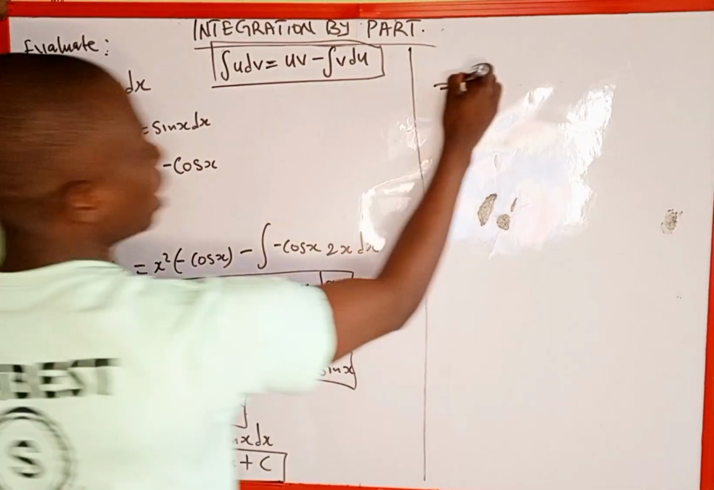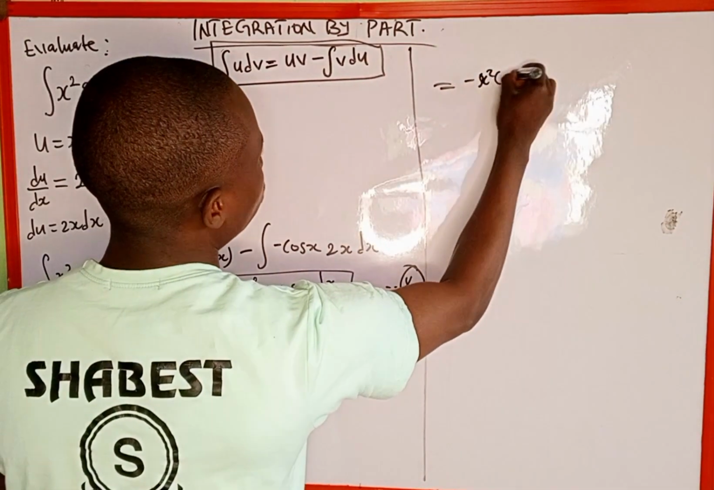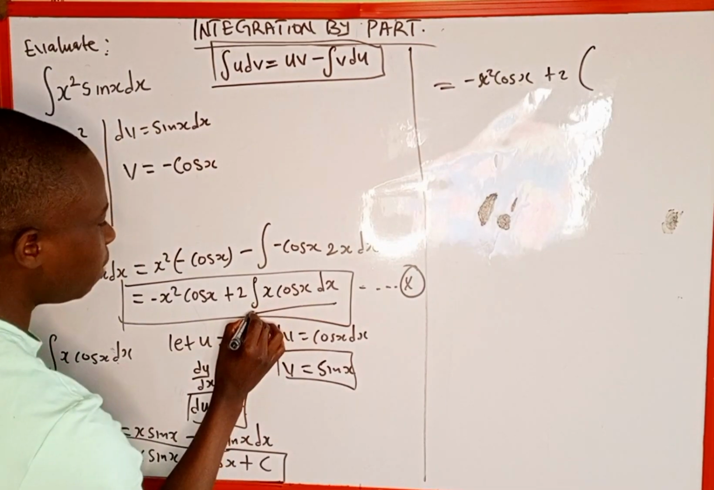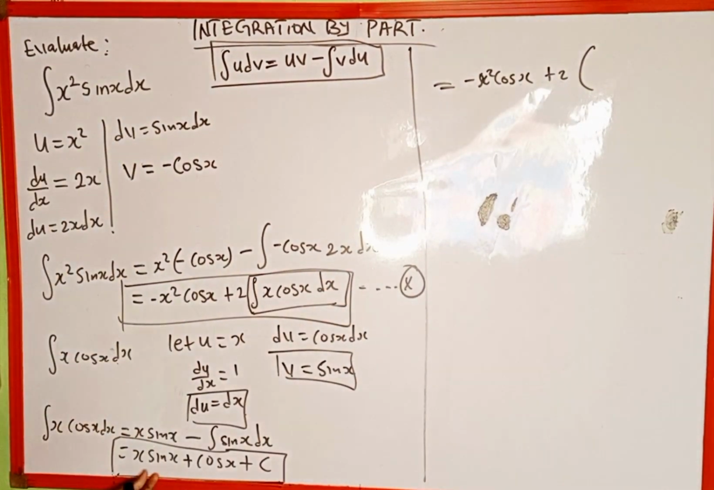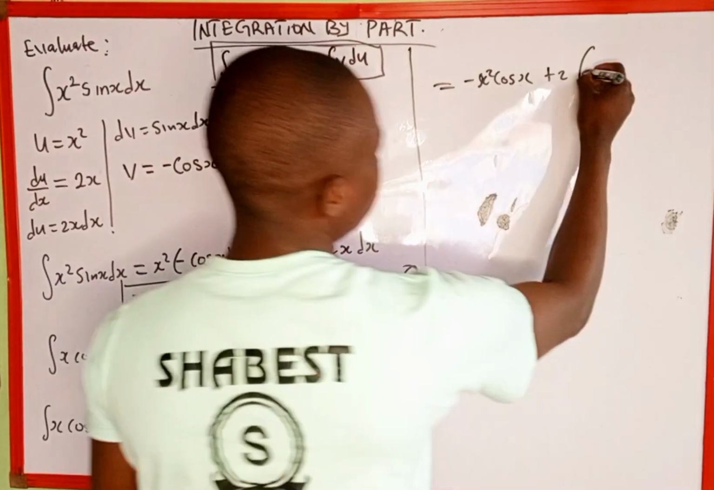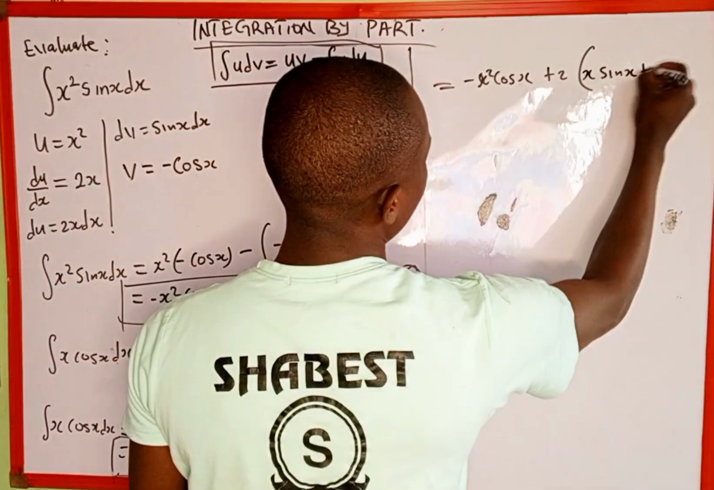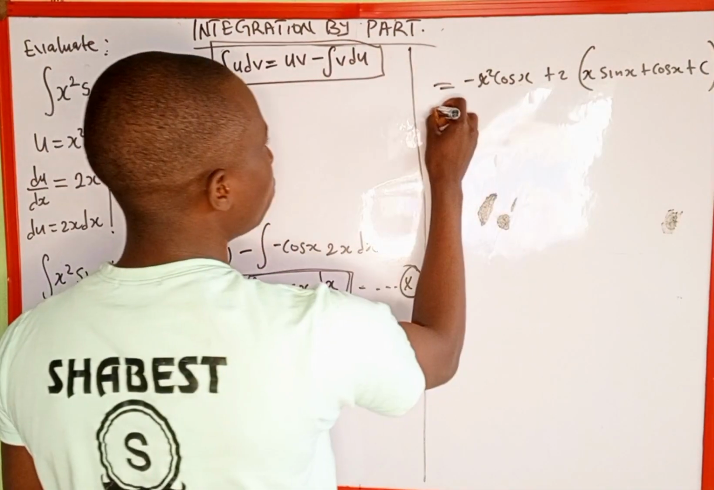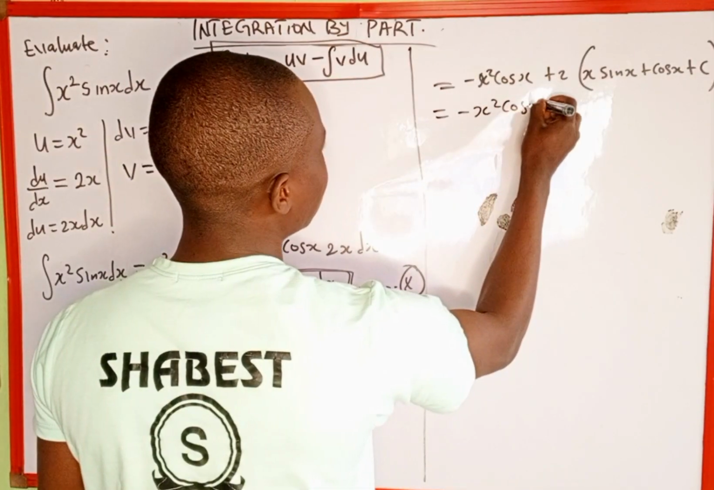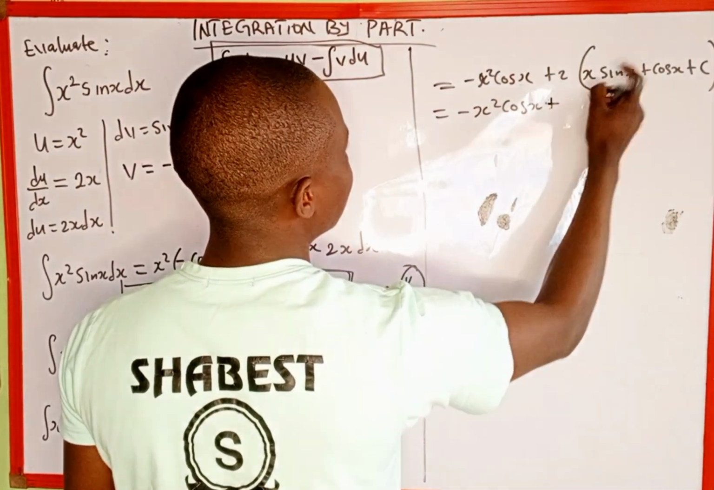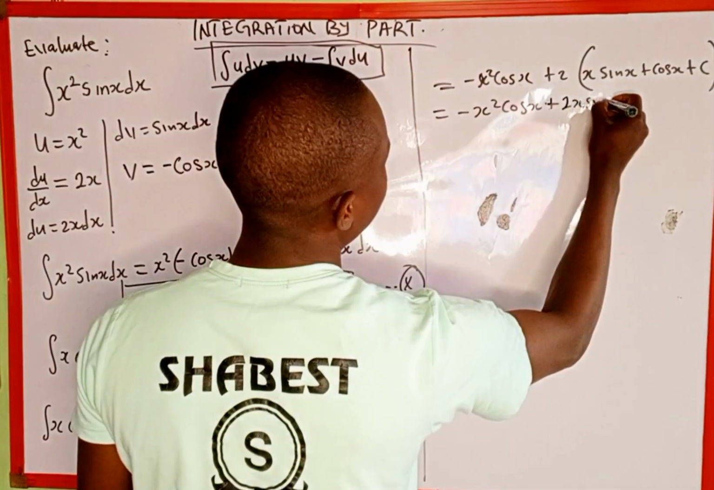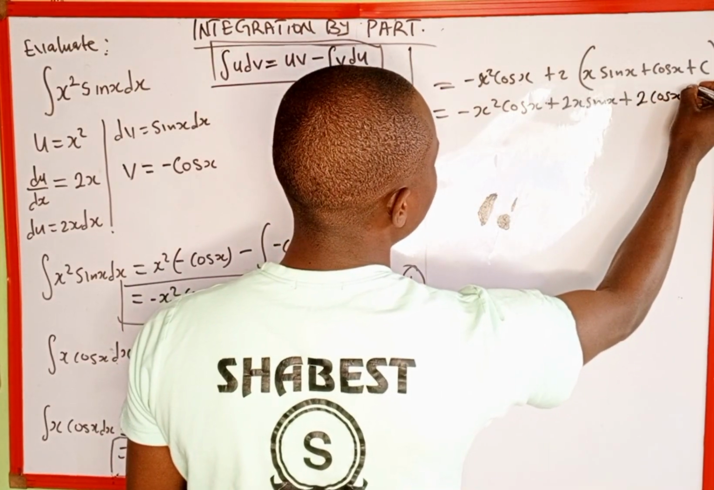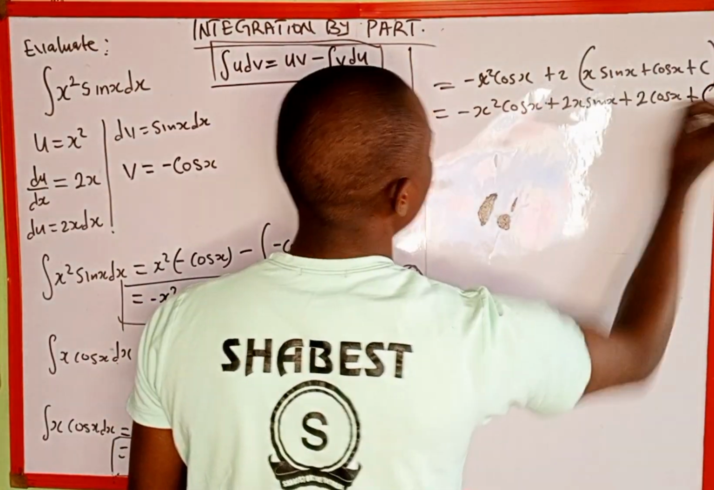So this is going to be equal to what? Minus x squared cosine x. We have minus x squared cosine x, then plus 2, then we open a bracket. In place of here, we are going to replace x sine x plus cosine x plus c. We have x sine x plus cosine x plus the integration constant. Now we're going to use this 2 to open the bracket. We have negative x squared cosine x plus 2 multiplied by x sine x, which gives us 2x sine x, then plus 2 multiplied by cosine x gives us 2 cosine x, then plus 2 multiplied by the constant is the same as a constant.